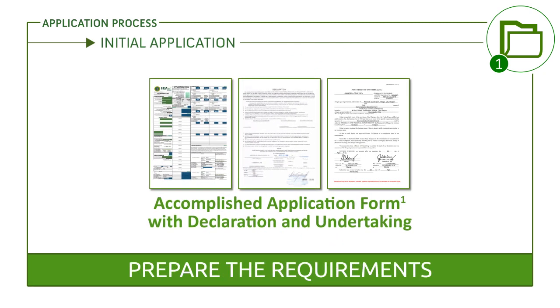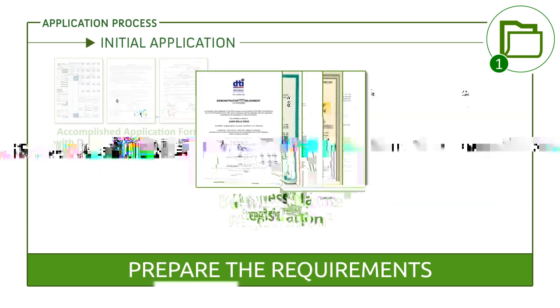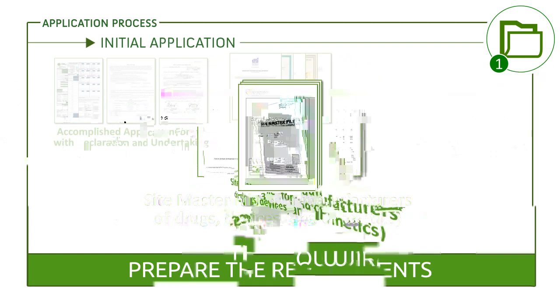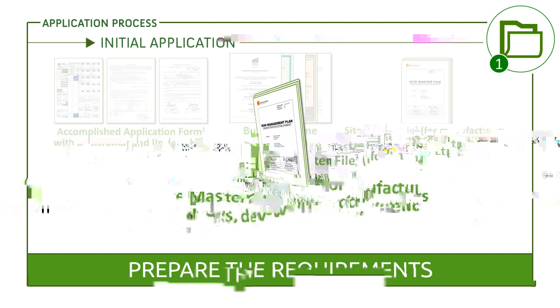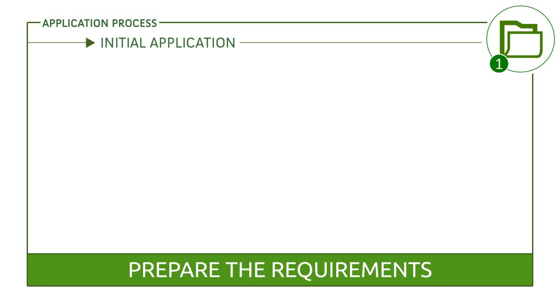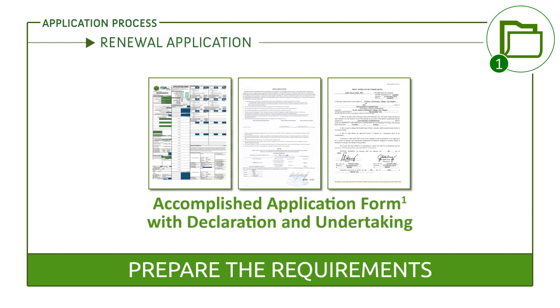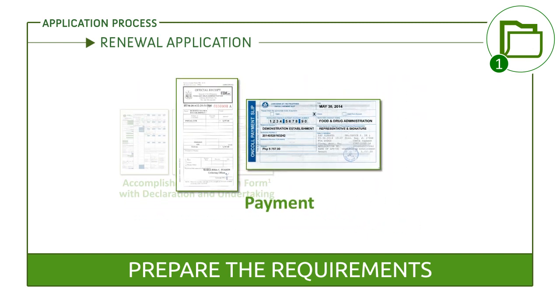Accomplished application form with declaration and undertaking. Business name registration. Site master file for manufacturer, drugs, devices, and cosmetics. Risk management. For renewal application, accomplished application form with declaration and undertaking, and payment.